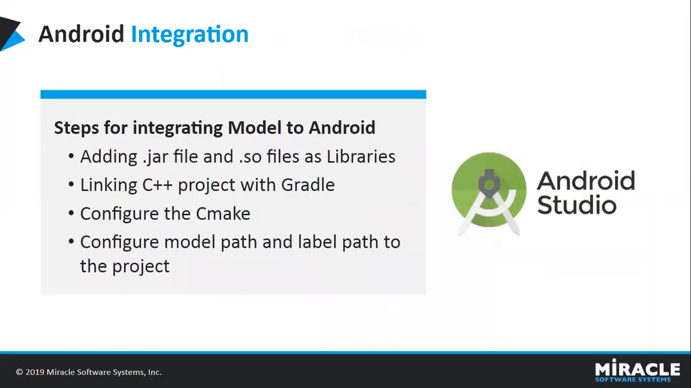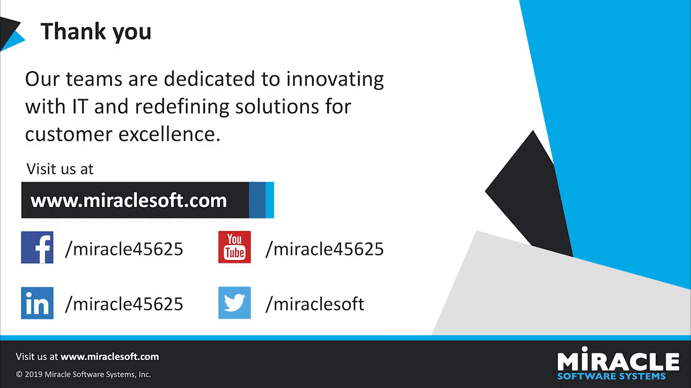Let's see Android integration. For integrating the model with Android, there are a few steps that we need to follow again. Initially, we need to add .jar files and .so files as the libraries. And then we need to link the C++ project with Gradle. CMake should be configured, and the model path and the label path to the project should also be configured. Once all these simple steps are followed, our Android application is up and running and can be used for object detection and facial recognition.